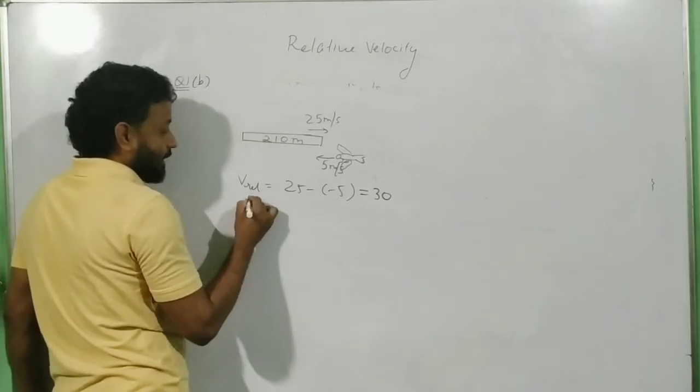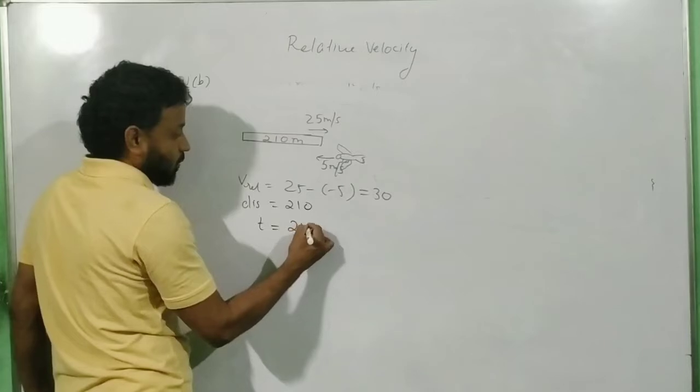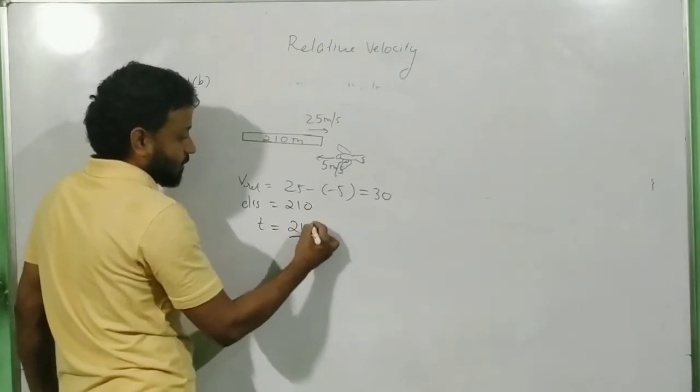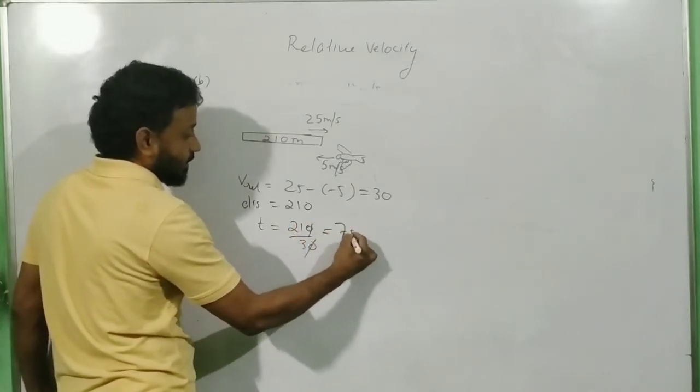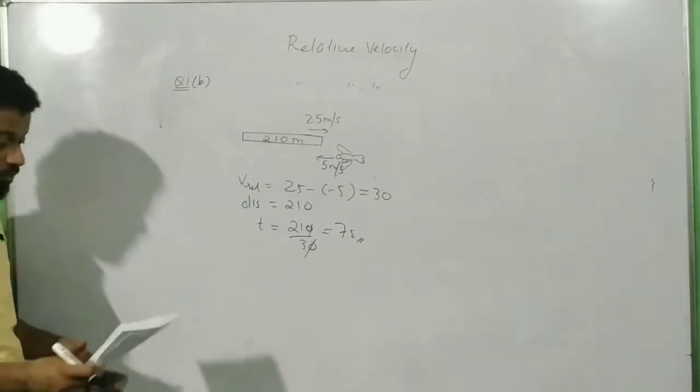30. Distance is how much? Distance is equal to 210. So time will be equal to 210 divided by 30. 100 gets out. 21 by 3 is 7 seconds is your answer. And the same question was also repeated in one another year.